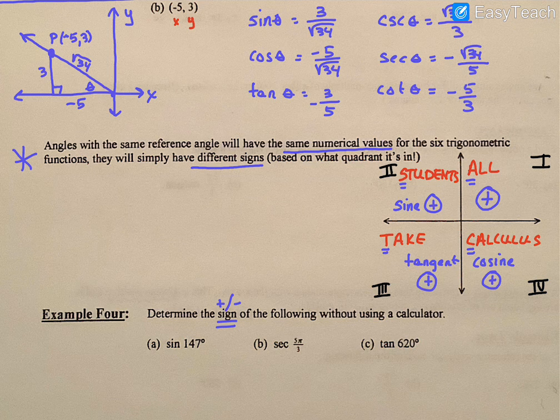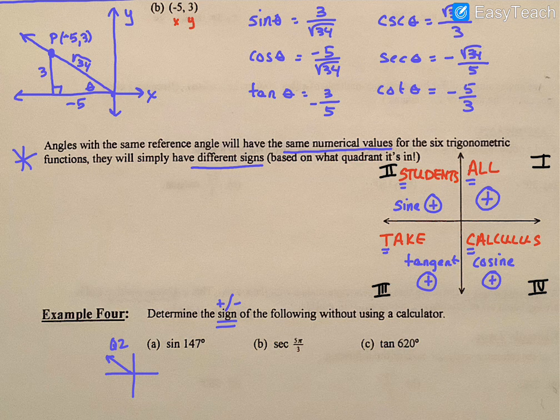A couple of different ways we can think of this. Sine of 147 degrees. The easiest thing to do is to think, what quadrant is 147 degrees in? It is one you should be able to process relatively easily. So 147 degrees is over here in quadrant 2, correct? Q2, as I just put.